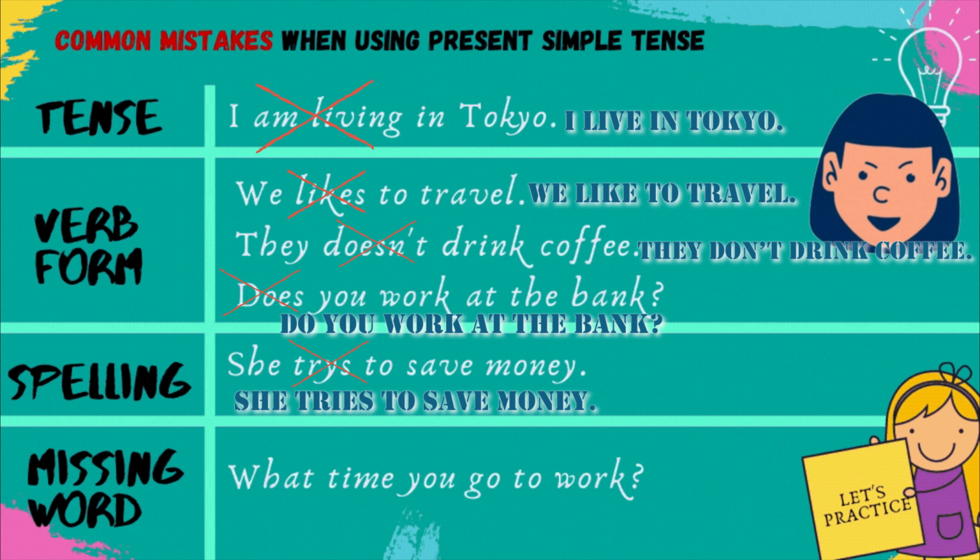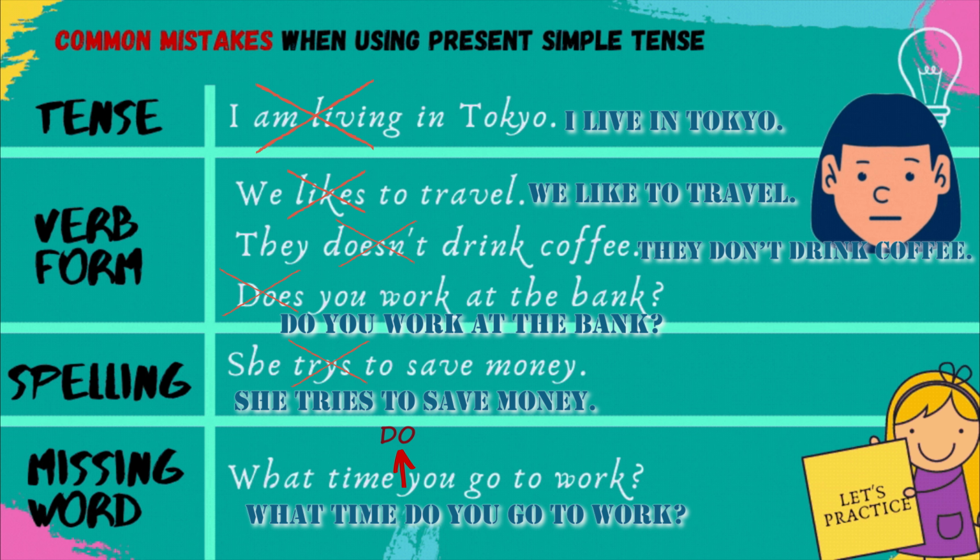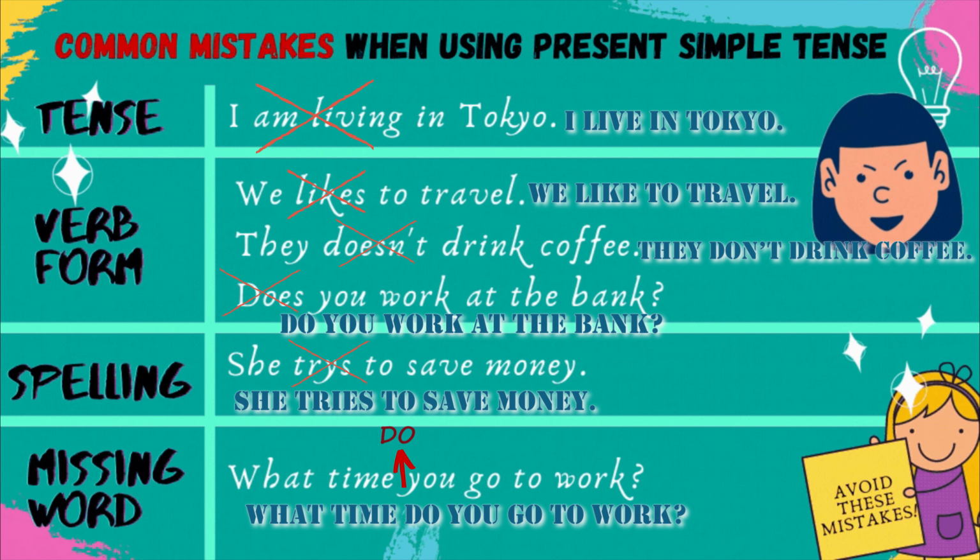Did you find a mistake? So what is missing? The helping word do. Why do? Because here the subject is you. So we should say, what time do you go to work? Remember the pattern in making questions? And these question words will be added before the question pattern. Repeat after me. What time do you go to work? Very good. So these are the 4 common mistakes that you have to be careful of. Using the wrong tense, using the wrong verb form, making any kind of spelling mistakes, or leaving out an essential verb or helping word.